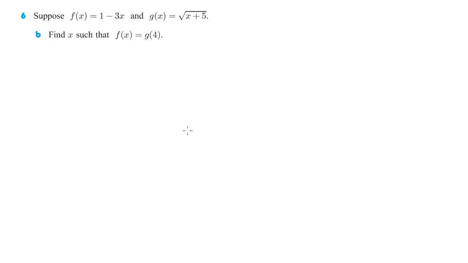Number 6. Suppose f of x equals 1 minus 3x and g of x is the square root of x plus 5. Find x such that f of x equals g of 4. So first off, let's find out what g of 4 equals. Basically, we're going to put 4 in wherever we see the x, right? So g of 4 is going to equal the square root of 9, which is 3. Okay, so now it says find x such that f of x equals g of 4. So we know g of 4 equals 3.